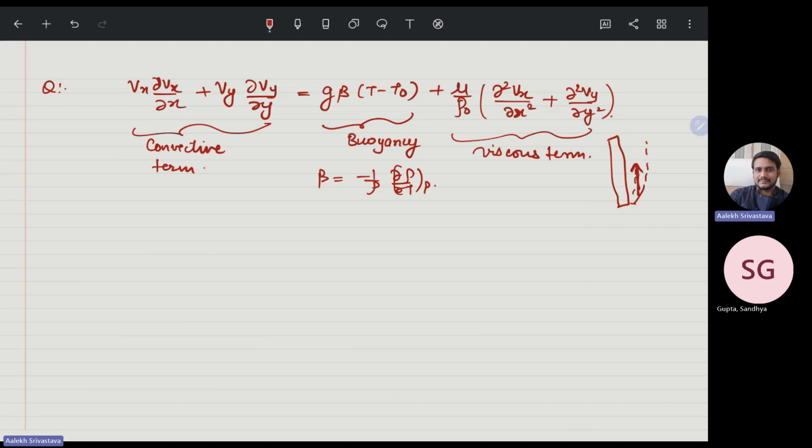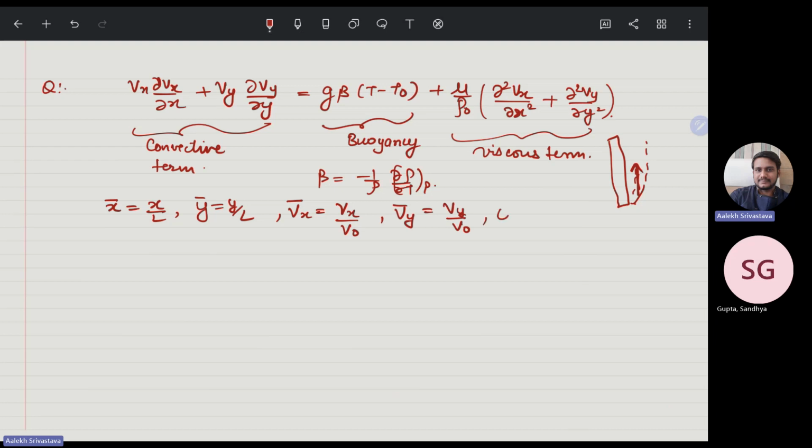So what is the condition for which this buoyancy term is not important? First of all, we need to find what are the terms that will drive the flow, and what are the terms that will be important. So let us non-dimensionalize this. x bar is x by L, y bar is y by L, Vx bar is Vx by V0, some velocity, Vy bar is Vy by V0.